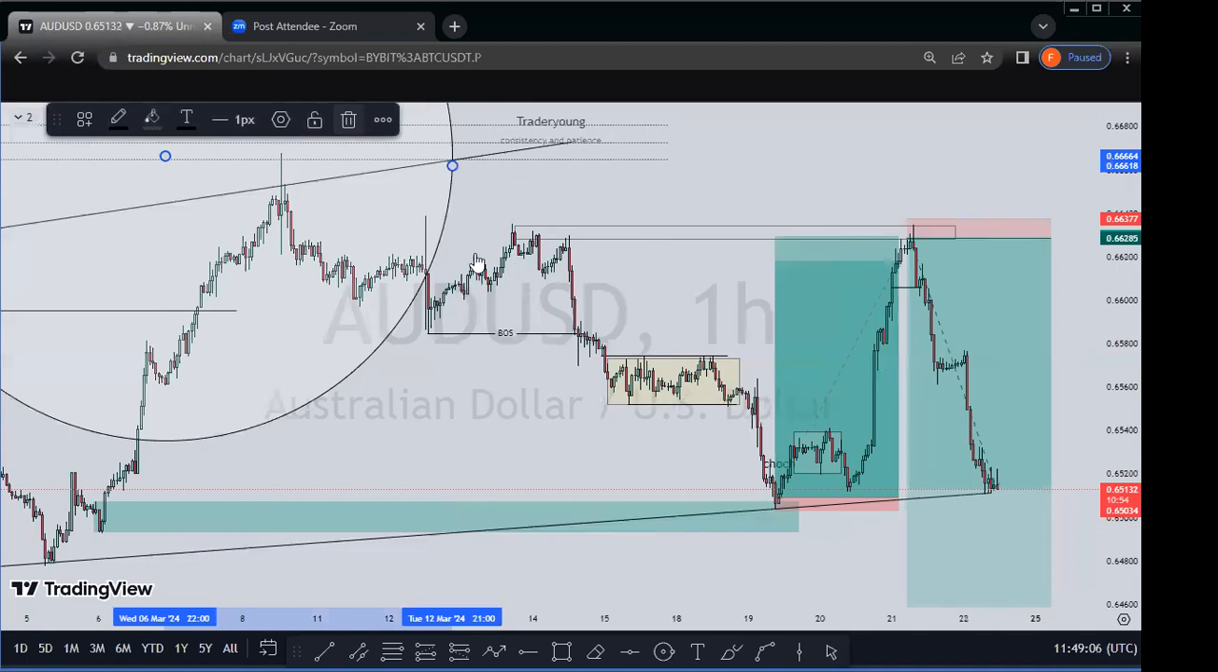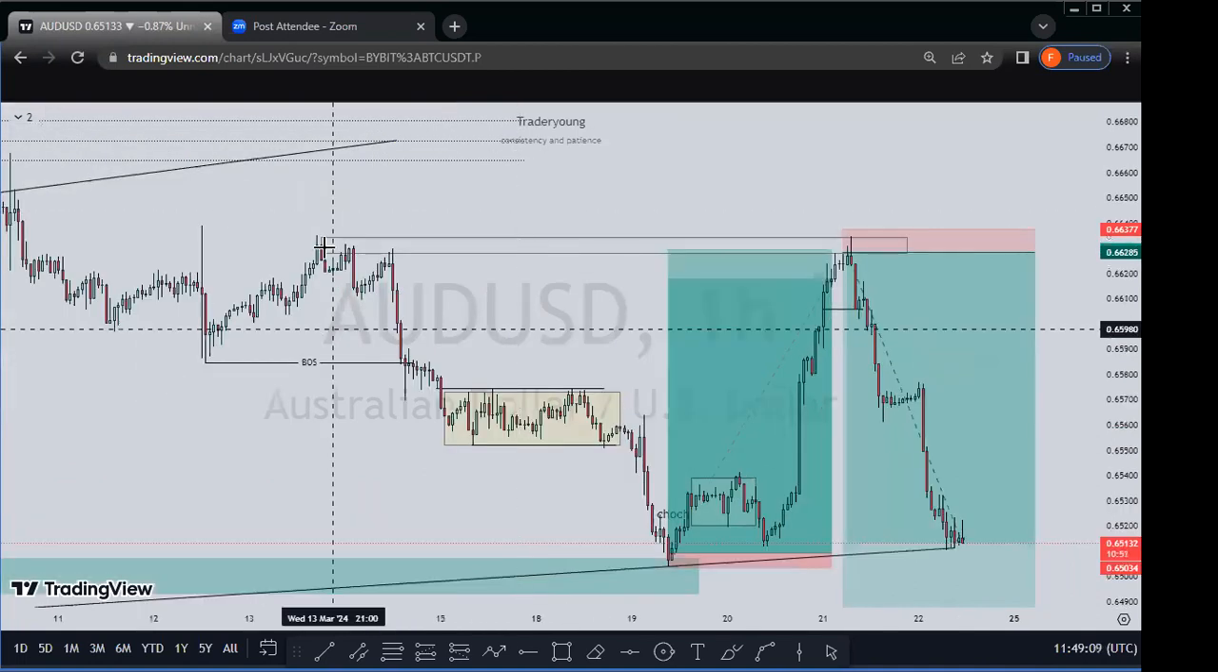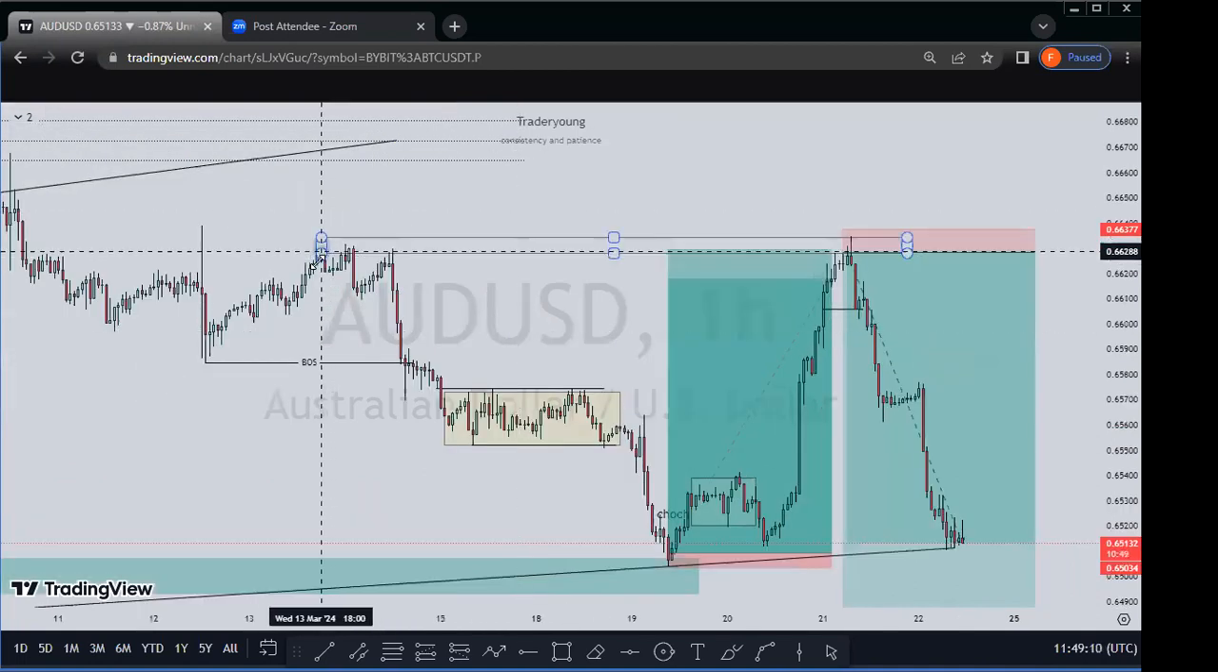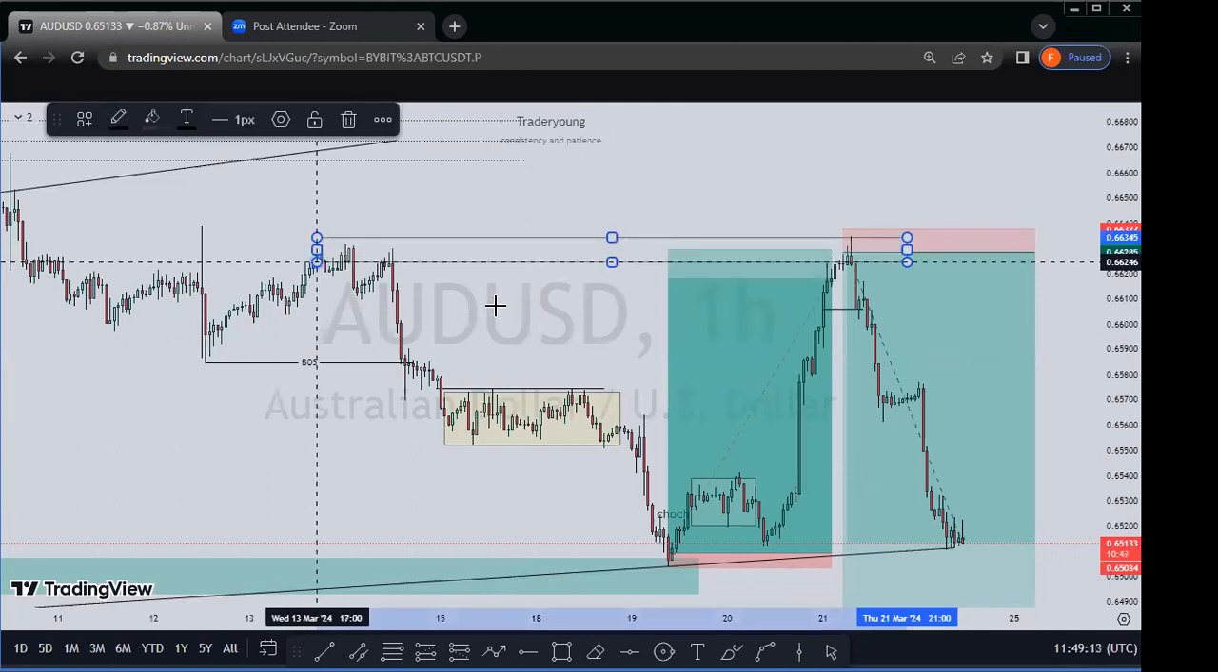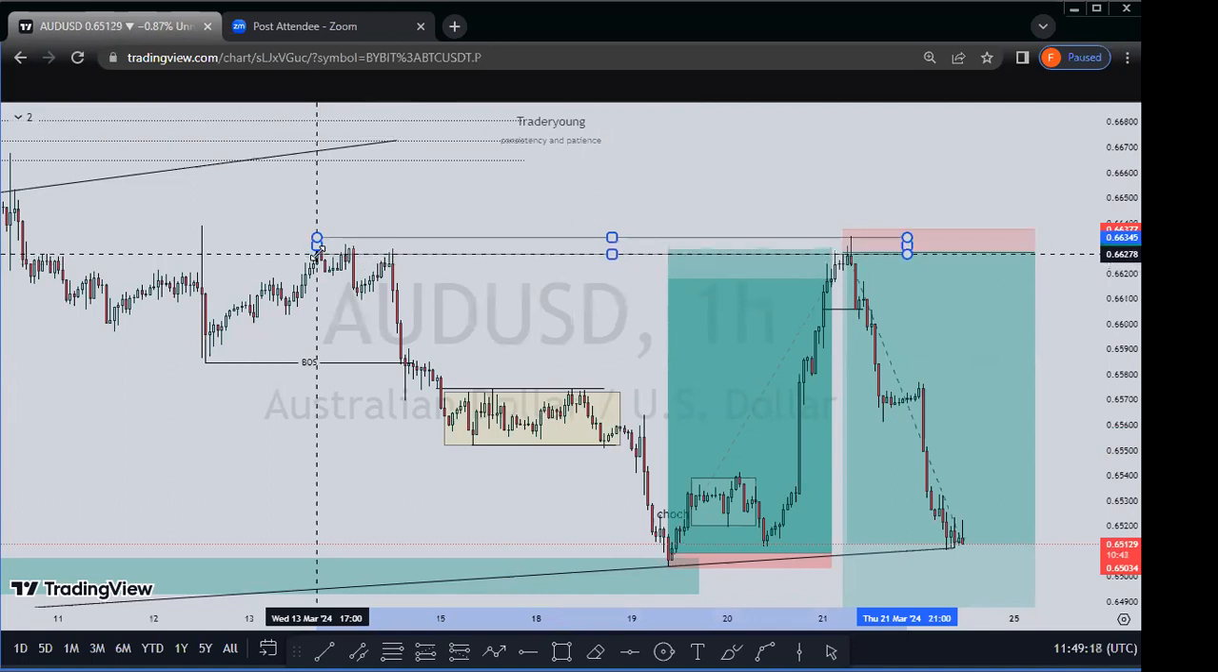So we are running out of time, I will just be fast. Okay, this was the order block. Let me refine it. This was how it was, but this was not how we took the trade, because we were watching it closely come into our point of interest like this.